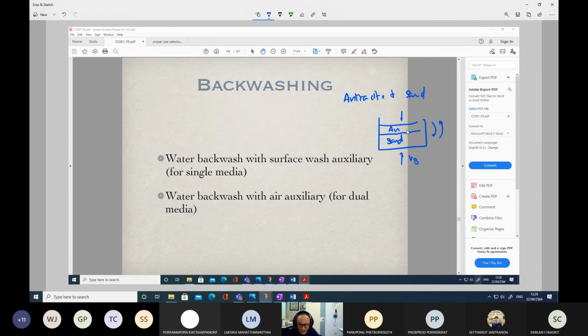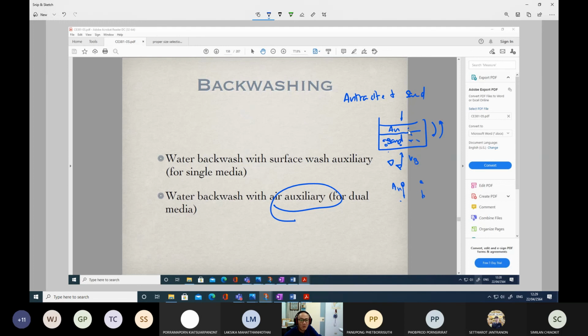backwashing rate because the settling velocities of the anthracite and the settling velocities of the sand are totally different. The backwashing velocity you can apply is only greater than the settling velocity of the anthracite. Of course, it is much smaller as compared to the sand. So in this case, we need to blow the air.